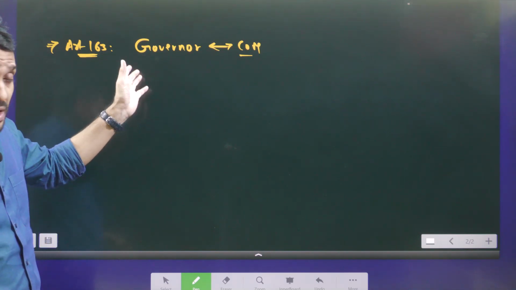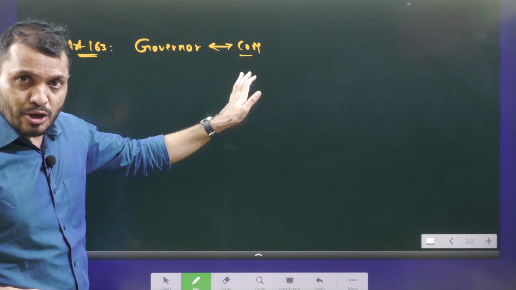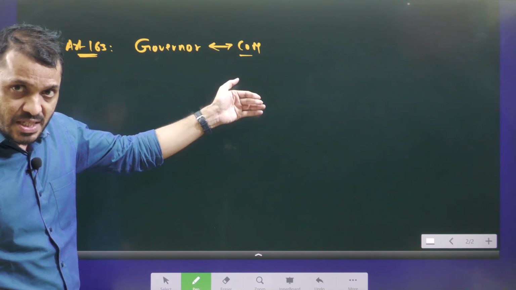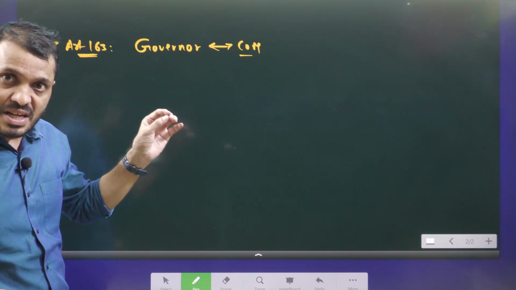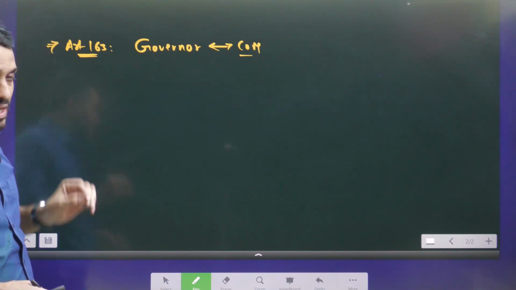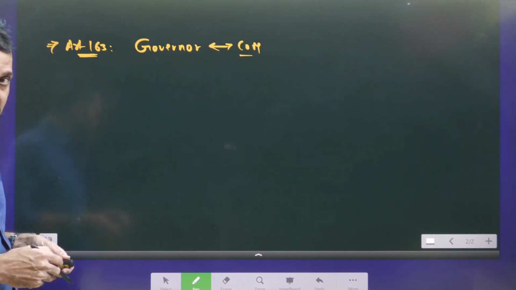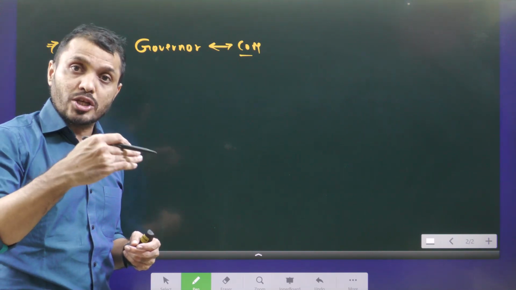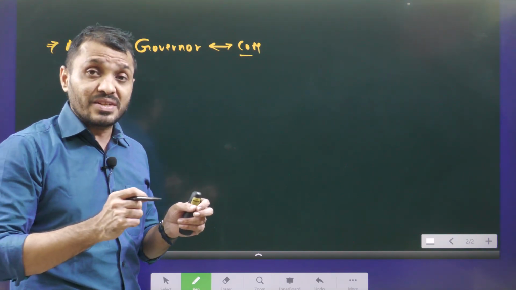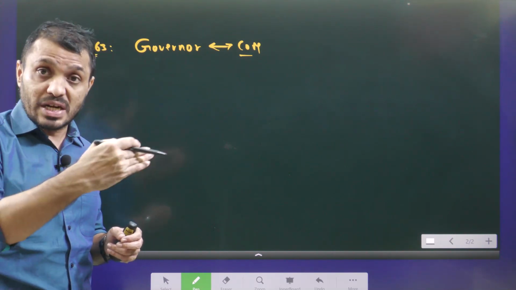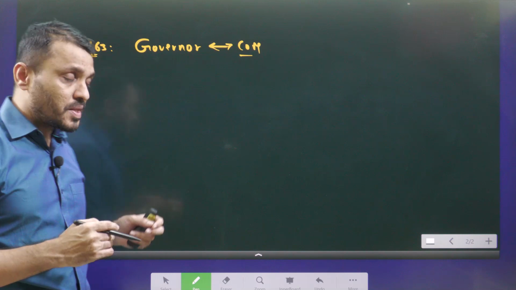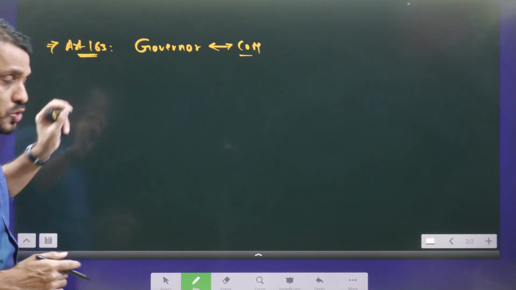But the governor can return the advice given by the Council of Ministers in the first instance. But if the same advice is given again by the Council of Ministers, then the governor has to accept. That is what Article 163 clause 1 says. Then Article 163 clause 2 says that whatever advice is given by the Council of Ministers to the governor, the nature of that advice cannot be questioned in court.